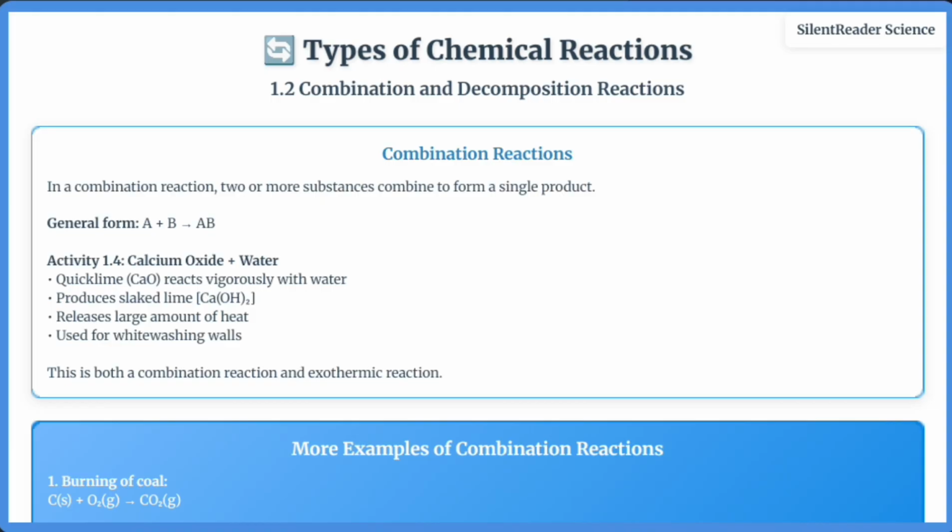In contrast, decomposition reactions involve a single substance breaking down into two or more substances. The general form is AB yields A + B. When we heat green ferrous sulfate crystals, they break down into ferric oxide, sulfur dioxide, and sulfur trioxide. This is called thermal decomposition since it's caused by heating. Combination reactions build up substances, while decomposition reactions break them down.